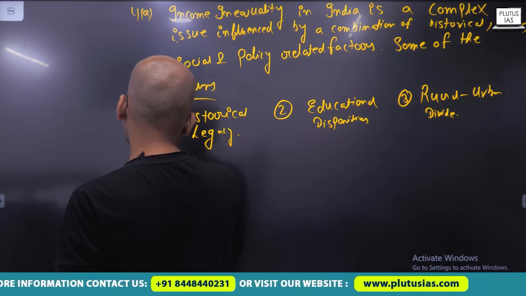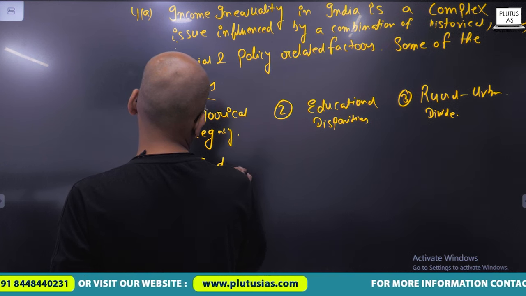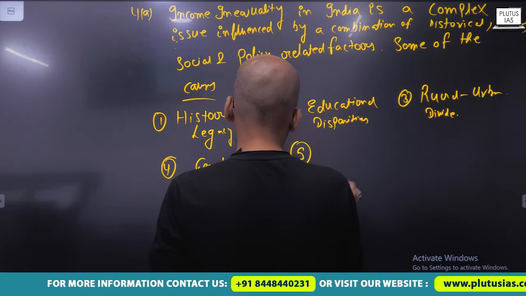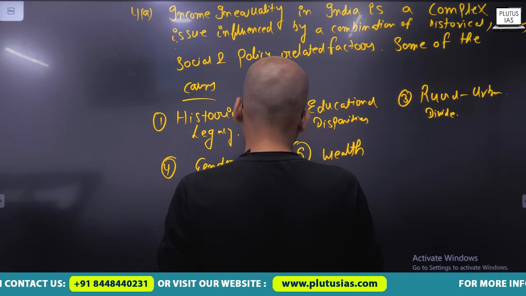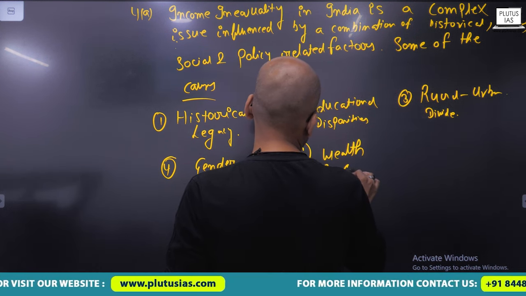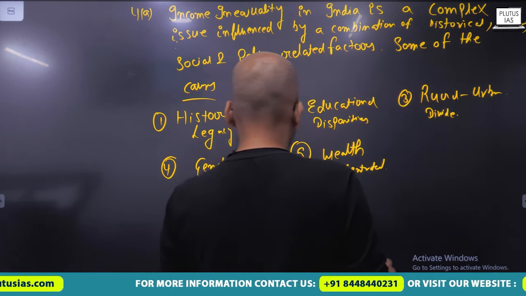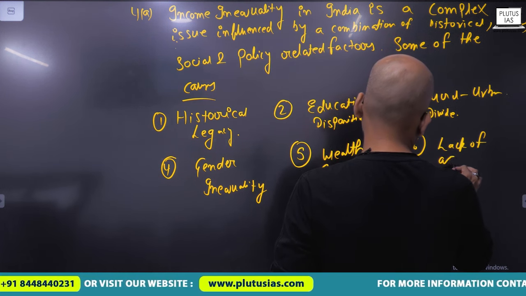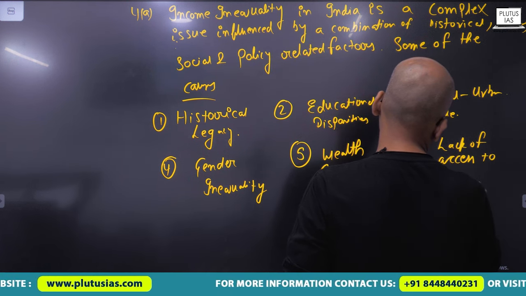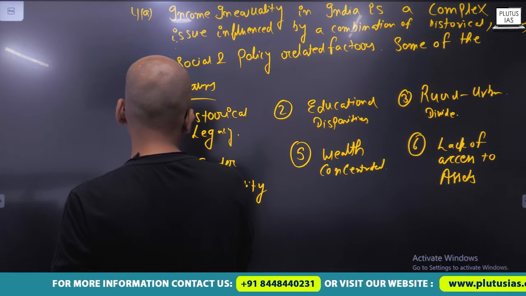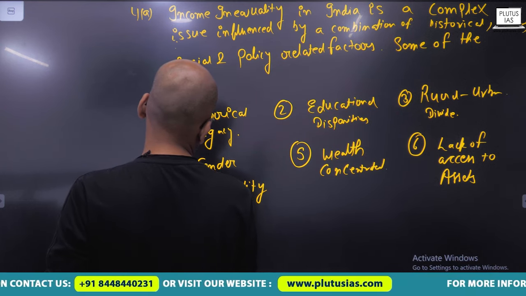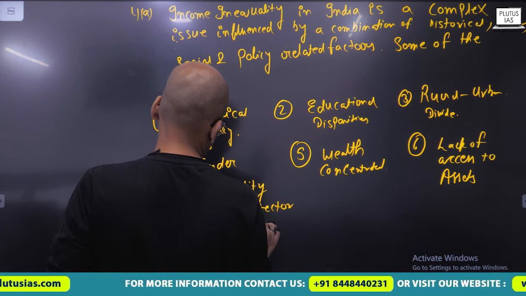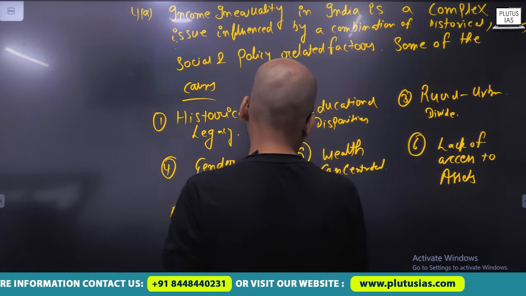Then gender inequality, male-female. Wealth concentration. Few people, as I discussed earlier also, were super duper rich. The entire wealth was concentrated in the few. Lack of access to assets. Okay, informal sector employment. And finally, economic disparities across the states.